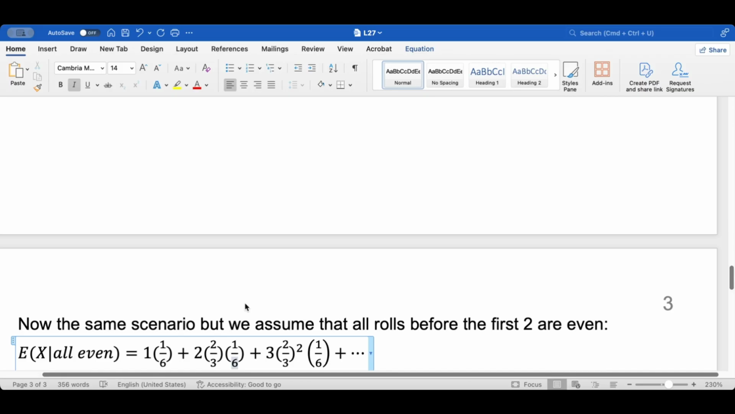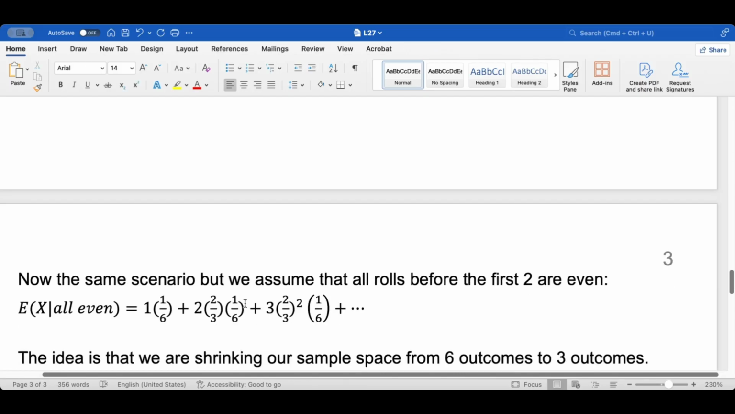Now, what if we have the same situation, but we assume that all the rolls before the first 2 are even? So it's a little bit subtle here. We're assuming all the rolls before the first 2 were even. So we want the expected value for the number of rolls it takes to reach a 2, given that all the previous rolls were even. It's a little bit subtle there.